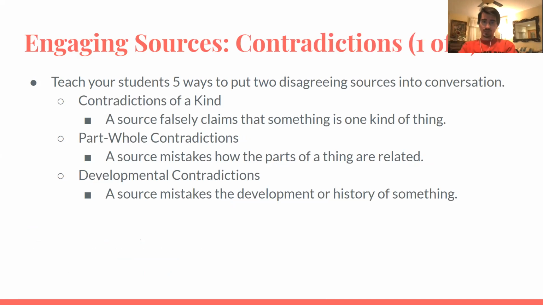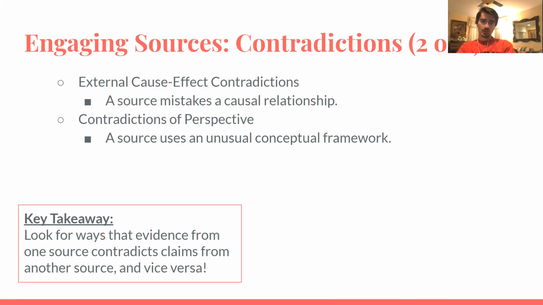The next thing to look for is contradictions. And there are 5 ways, well, there's really 5 contradictions that you can look for. And those are contradictions of a kind, part-whole contradictions, developmental contradictions, cause-effect contradictions, and contradictions of perspective. Again, you can go back to chapter 24 if you want to get a little bit more in detail. But for me, the key takeaway is exactly the opposite of agreements. Simply look for ways that evidence from one source contradicts the claims from another source.